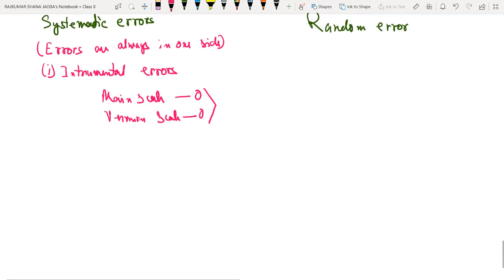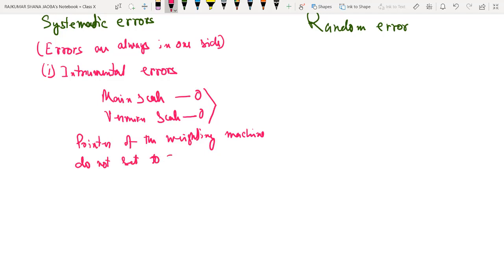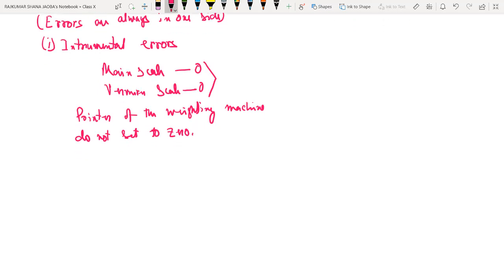Or in another case, if the pointer of the weighing machine does not set to 0, that is also an instrumental error. Then the second type of systematic error is personal error.